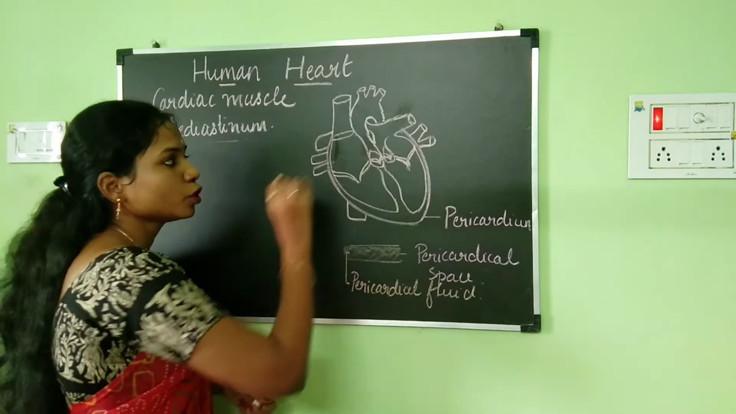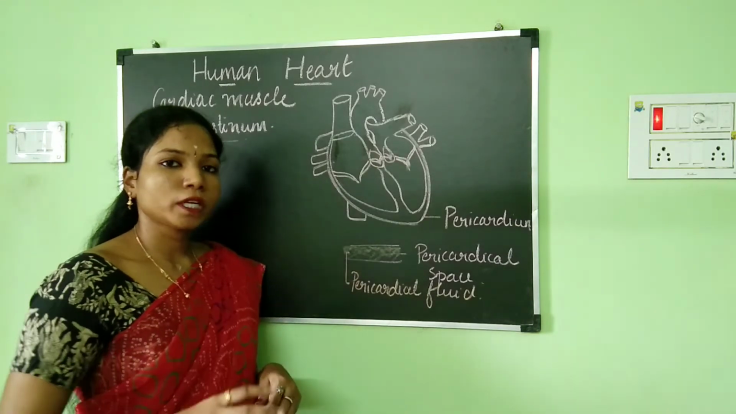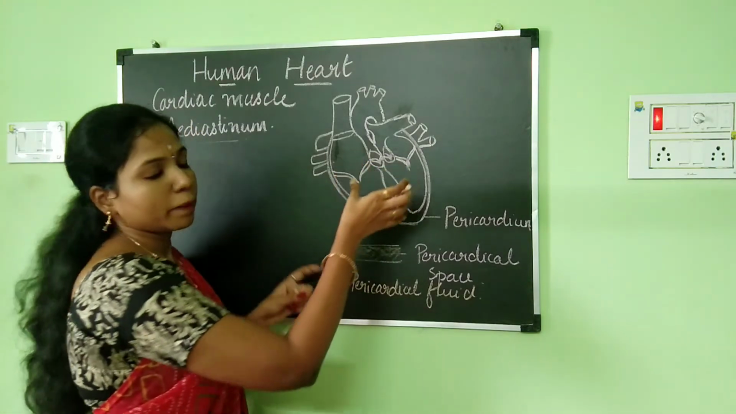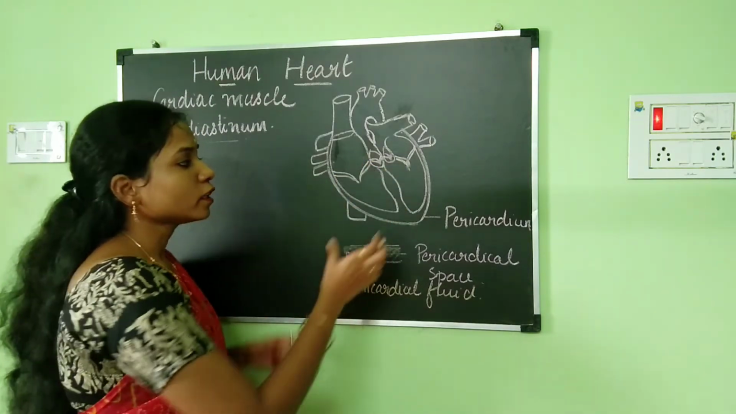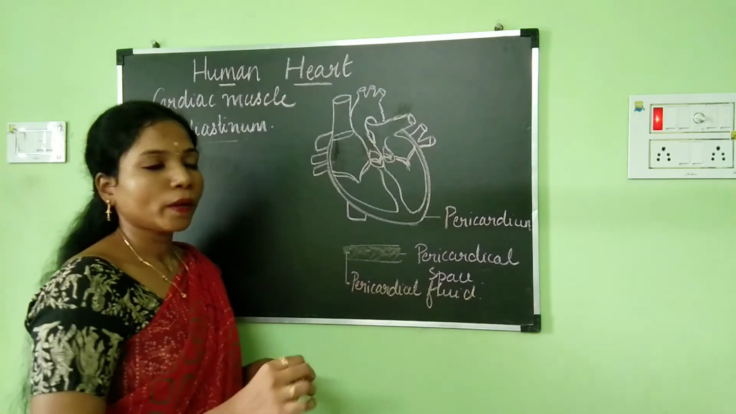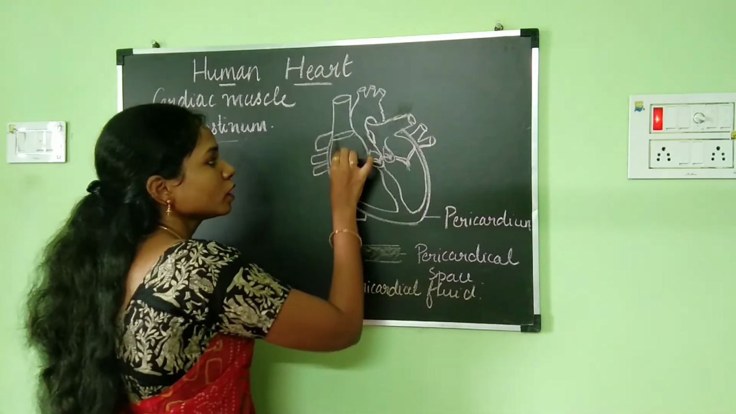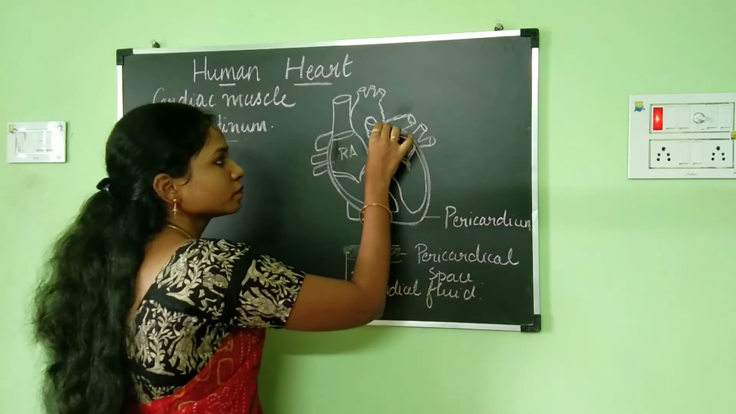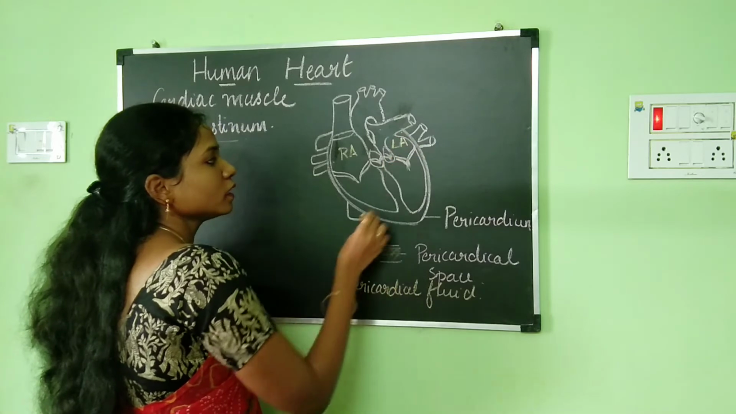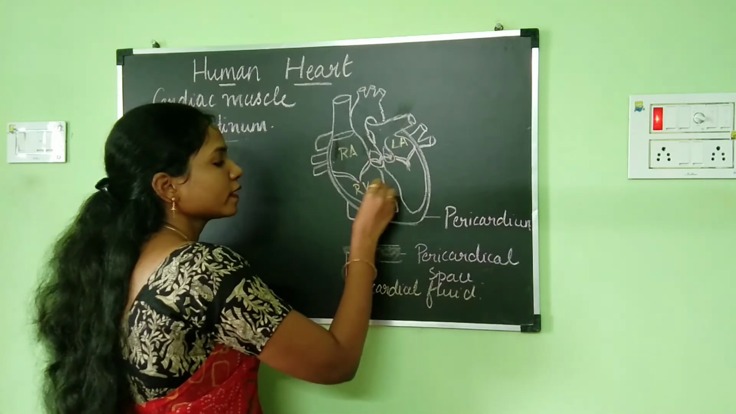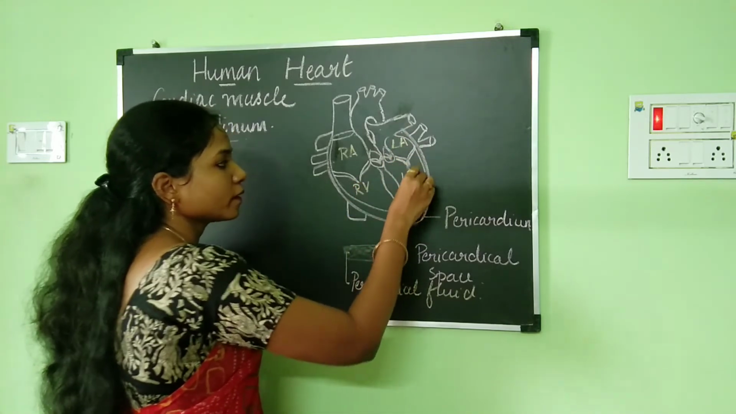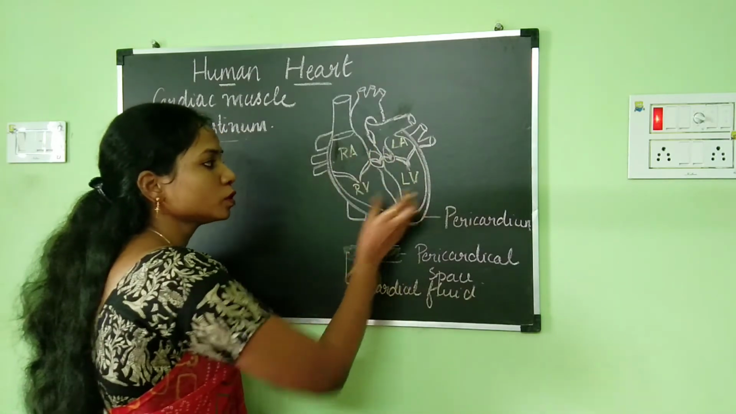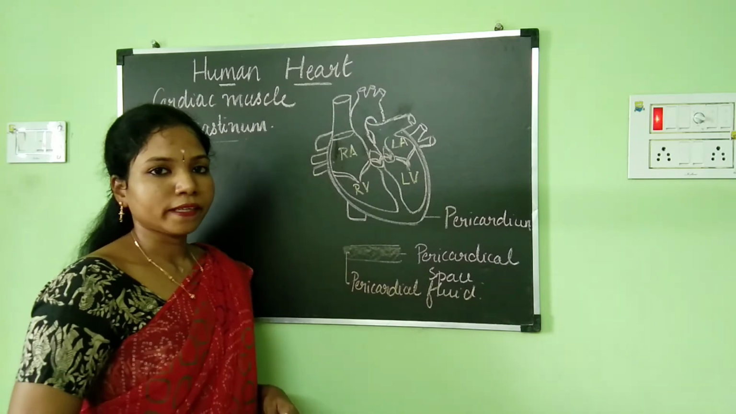Now, the human heart, the mammalian heart, is a four-chambered heart. The upper two chambers are called the auricles and the lower two chambers are called the ventricles. I will write that for you. This is the right auricle and this is the left auricle. This is the right ventricle and this is the left ventricle. The upper two chambers are called the auricles and the lower two chambers are known as the ventricles.